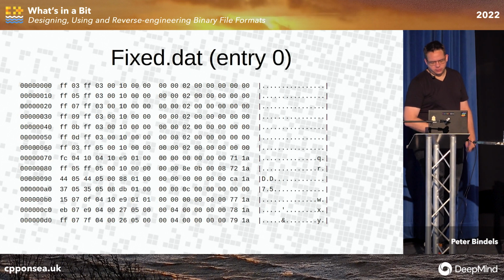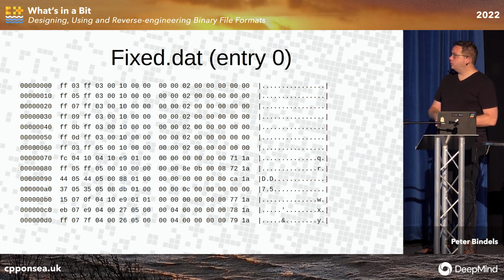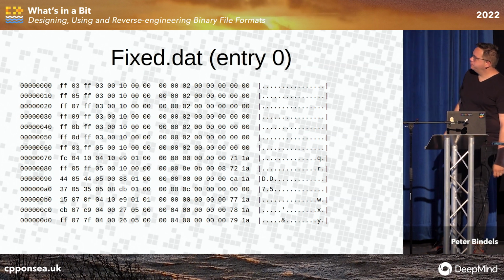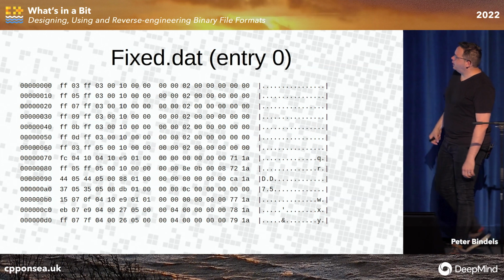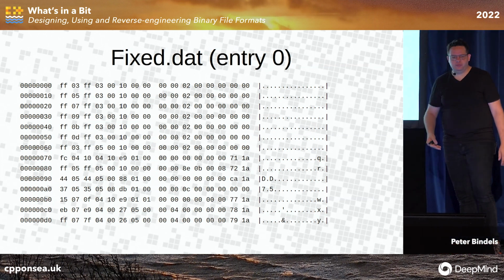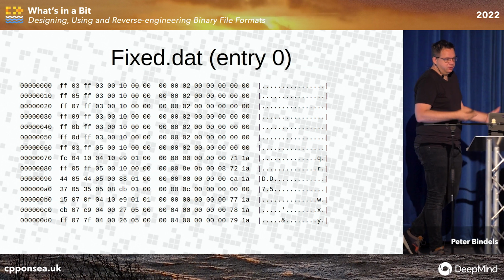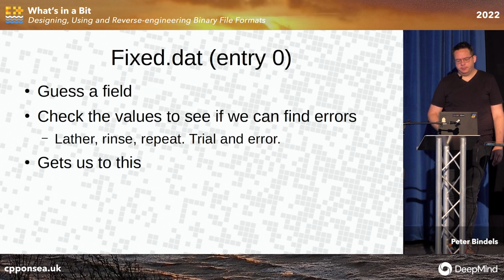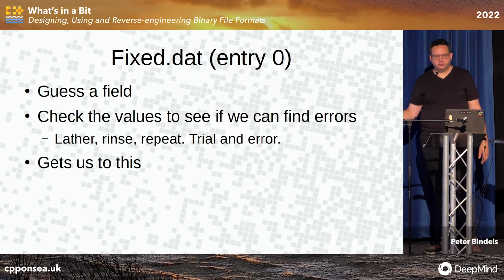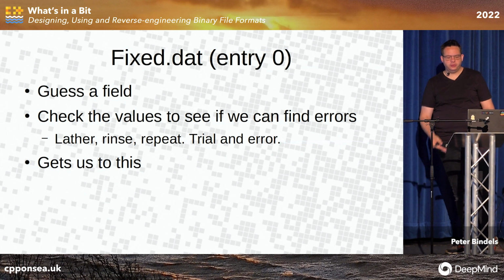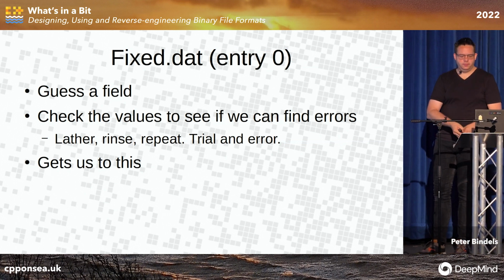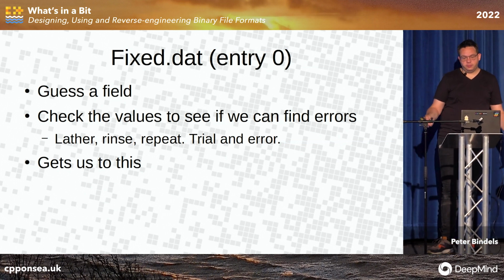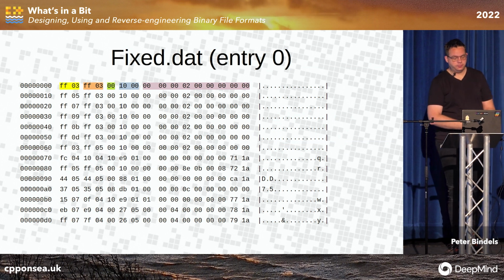The next bit, let's look at fixed. So this is the fixed.dat file, the first entry, and I'm guessing there's no header. It looks like we have 1 entry per line, so this is basically fixed data. It's kind of 16 bytes per entry. The next step is to try to figure out what we're seeing. So we're guessing a field, and we check the field with all the values we can find to see if there's something that tells us that we're wrong. And we just keep trying this until we find enough data or until we stop trying. And that gets us to this point.